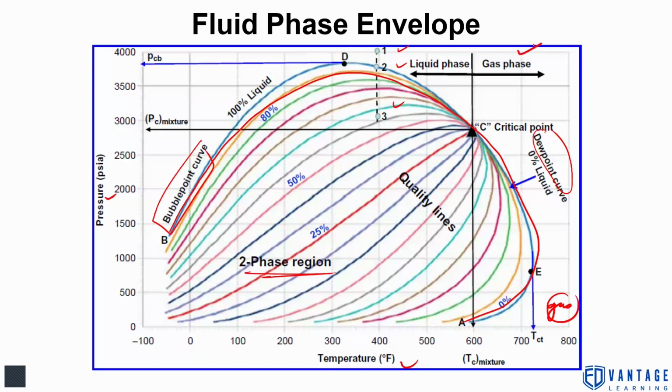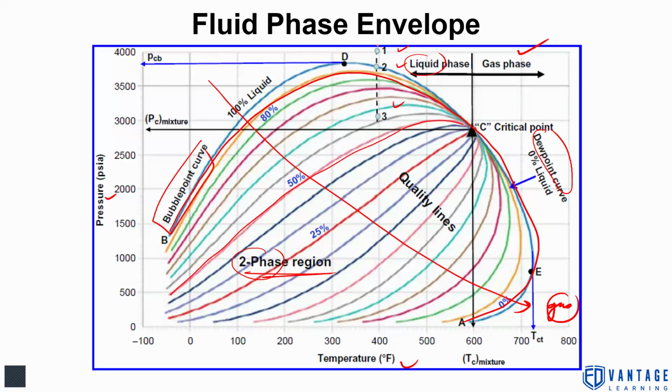You can see gas phase here. But the bubble point curve is that curve which divides the oil region or liquid phase region from the two-phase region. So if you go from top to bottom in this direction, you can see your liquid decreases and gas increases. So these quality lines are those lines which give us the composition or component percentage of gas and liquid. So this line corresponds to 50% of each phase, liquid and gas.